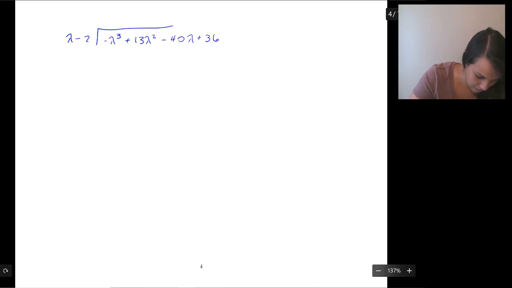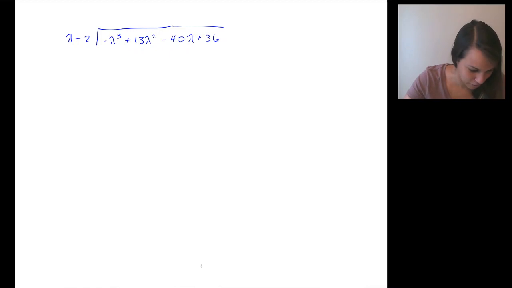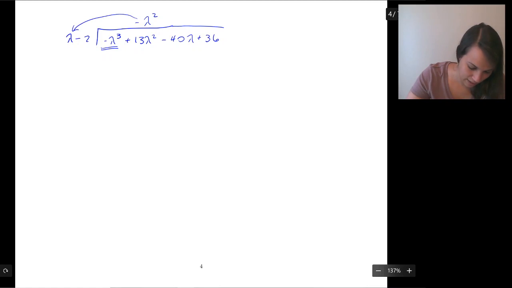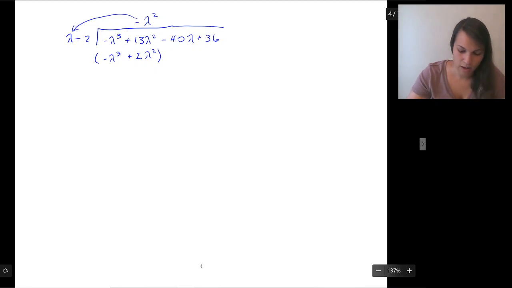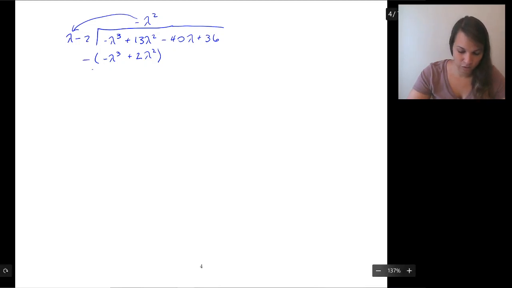plus 36. So this is why we made you learn how to factor and do polynomial division all the way back in the day so long ago. So remember, the goal is to match the coefficient here. We're going to do negative lambda squared, because when you multiply that here, you get negative lambda cubed. See, now they match. Minus, which turns into a plus 2 lambda squared. And then just like normal long division, you take the thing that you multiply by, and you subtract it off.